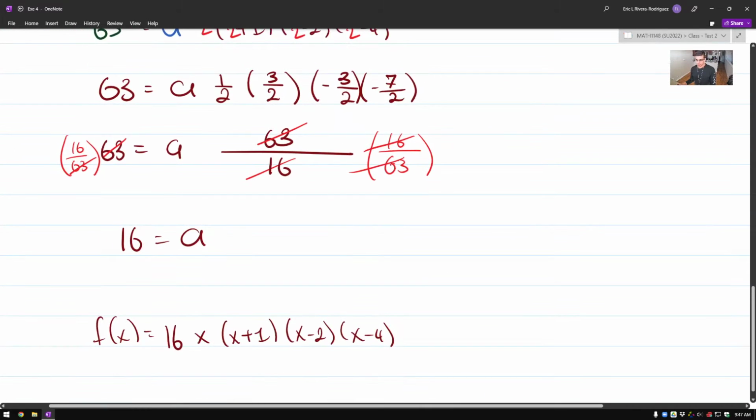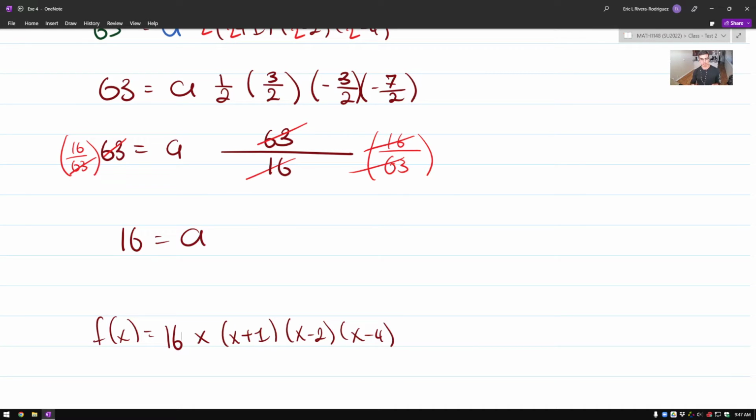All right, so we've seen examples of one topic that we are going to cover in test number 2. Okay, zeros are given, degree could be given, or a point on the graph could be given. Okay, and based on the information that is given, you will write the equation of the polynomial.